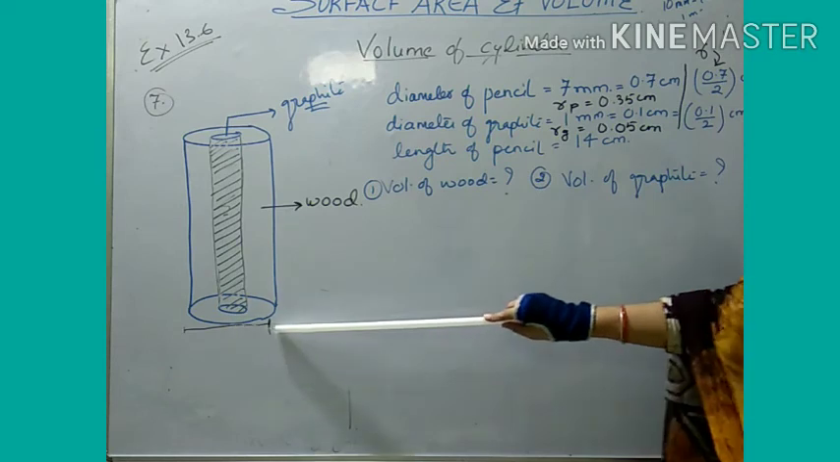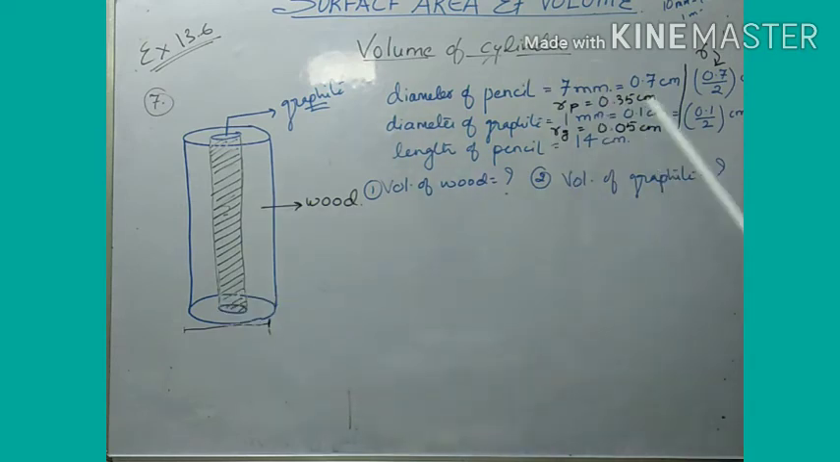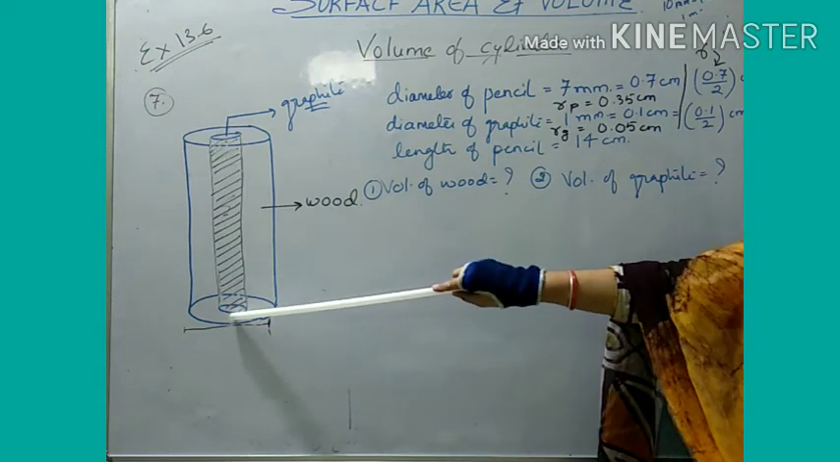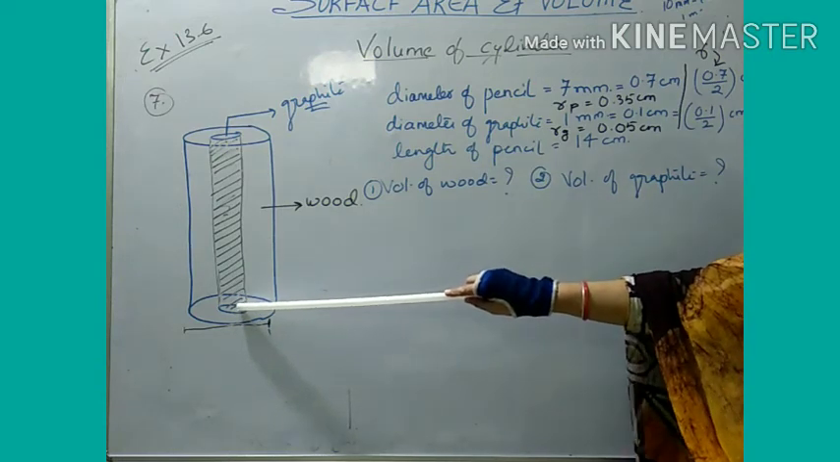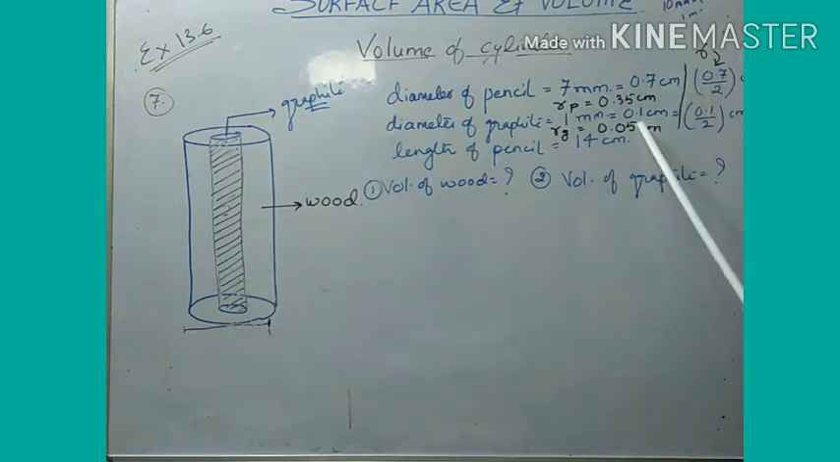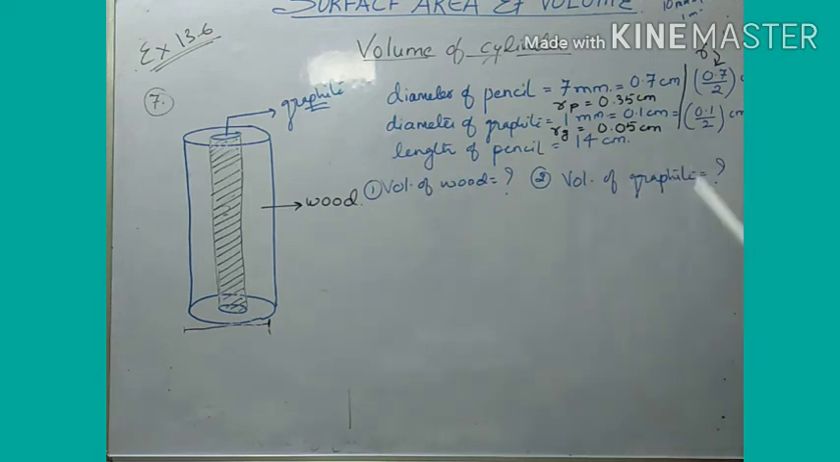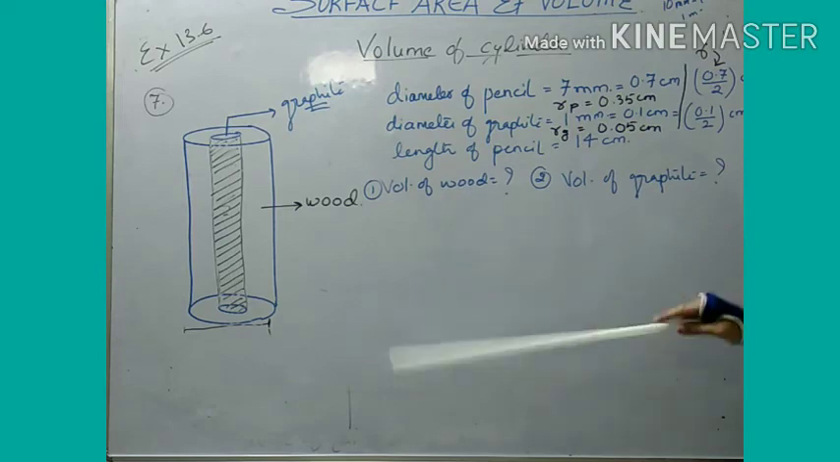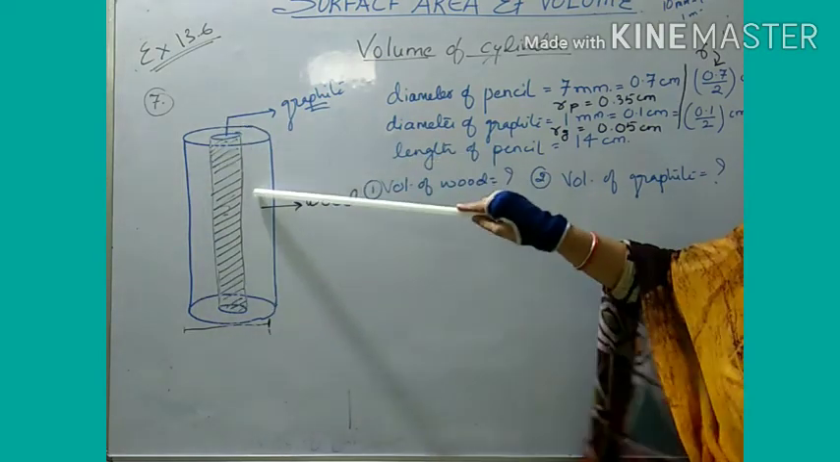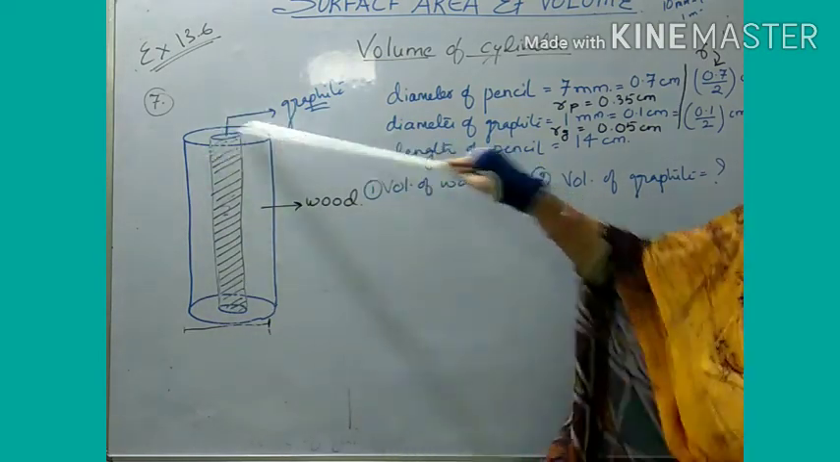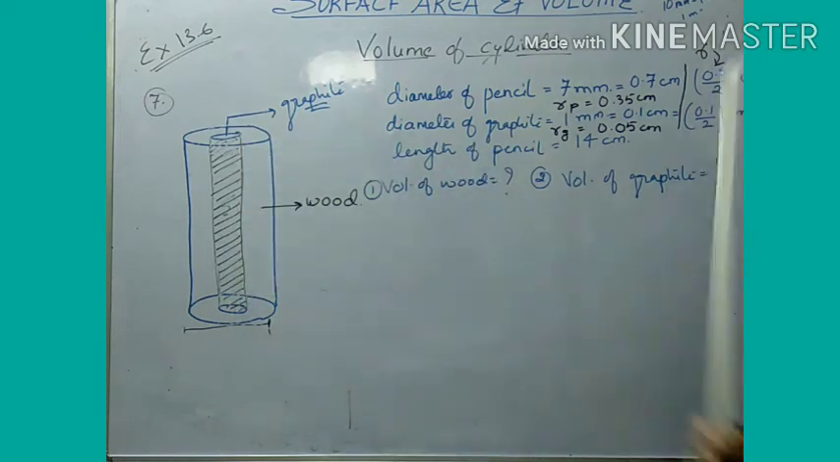ये जो outer radius है ये कितना हो गया 0.35. Now what is the diameter of the graphite? ये अंदर वाले सर्कल का कितना diameter है 1 मिलीमीटर. कन्वर्ट किए तो कितना आया 0.1 सेंटीमीटर. और उसको रेडियस में कन्वर्ट किए तो क्या आया 0.1 upon 2, so 0.05 centimeter. Now what we have to calculate? Volume of wood and the volume of the graphite. Now volume of wood, ये जो white portion है वो कैसे निकलेगा? पूरे वॉल्यूम में से क्या माइनस करना पड़ेगा? दिस वॉल्यूम ऑफ द ग्रेफाइट.